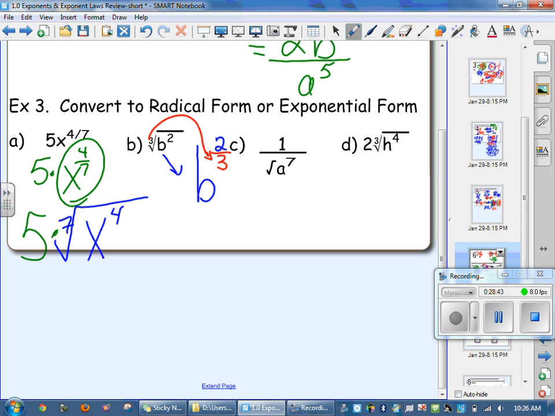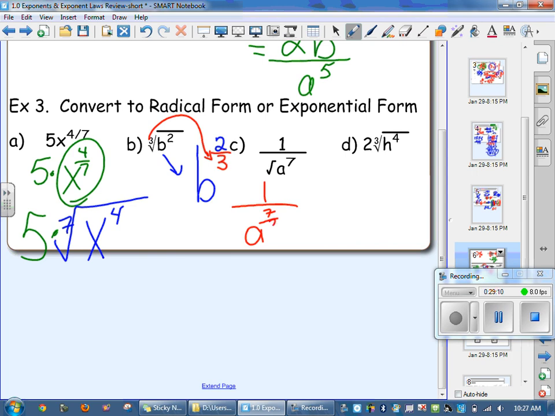So this one is going to look like 1 over a exponent 7. What is the index on this radical if I don't see an index? There's never an index of 1 for radicals. It's 2. The hiding one's always a 2. That's your square root, remember? So that means that I have a 7 over 2 on the bottom.